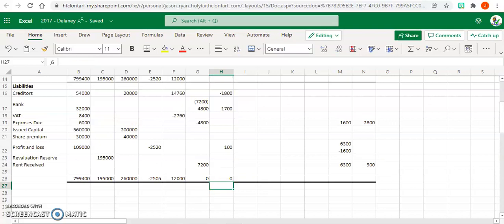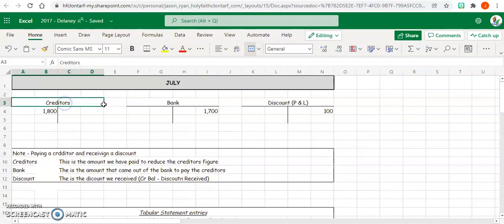If you want to see the double entry for that, we'll have your creditors, your bank, and your profit and loss account, or your discount. Your creditors, remember, is a liability, so to decrease the liability we put it on the debit side. Our bank here is a liability, it's an overdraft, so to increase our overdraft we put it on the credit side. And the discount received here is going to be income, so to increase income we put it on the credit side.